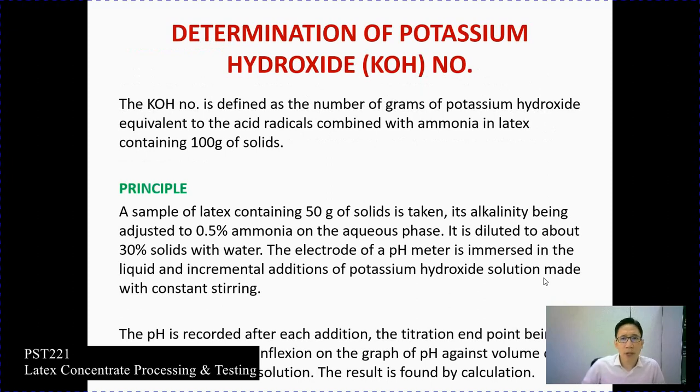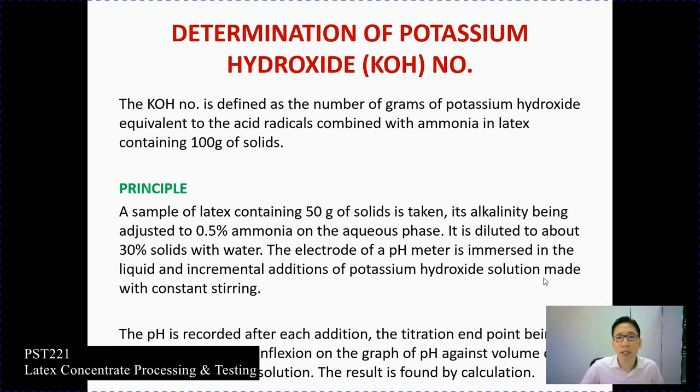Next is the KOH number. The KOH number is defined as the number of grams of potassium hydroxide equivalent to the acid radicals combined with ammonia in latex containing 100 grams of solids. Okay, a sample of latex containing 50 grams of solids is taken. Its alkalinity is adjusted to 0.5% of ammonia on the aqueous phase.